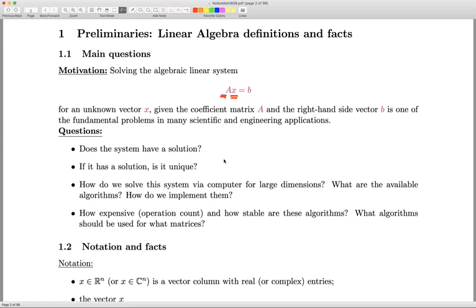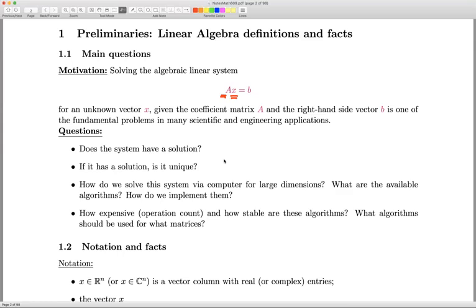The next question is, what are the available algorithms for solving linear systems? How do we implement those algorithms? How do we choose a particular algorithm for our problem at hand? How expensive is a particular algorithm in terms of how many floating point operations do we need to do in order to solve a problem of dimension n, that means for an unknown vector that has n coordinates.